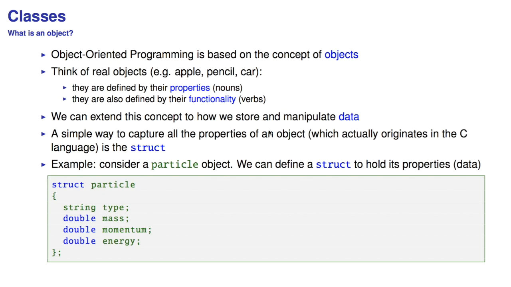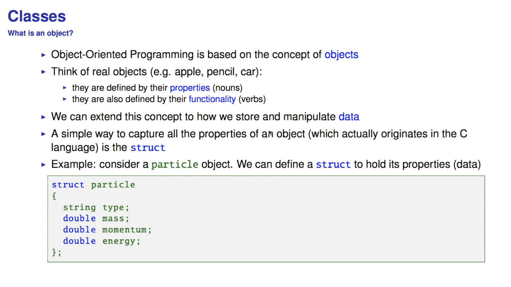Okay, so let's look a little bit at what we're doing. Object-oriented programming is based on the concept of an object, which is almost a tautology. But what is an object? In order to understand what an object is, you really need to think of a real object. An apple, a pencil, a car, which are defined by their properties, which are usually expressed in nouns, but they are also defined by their functionality, stuff we express in verbs. And you can actually extend this concept to how we store and manipulate data, and people have found it beneficial.